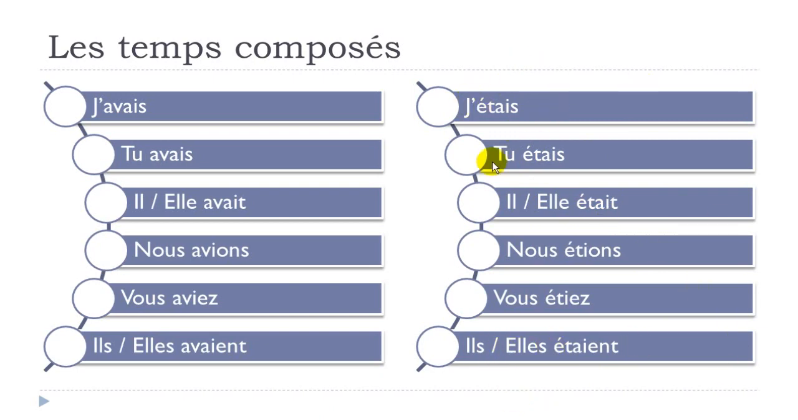J'étais, tu étais, il était, elle était. Same rule here, final S not pronounced, and then you make the liaison. Nous étions, vous étiez, ils étaient, elles étaient, okay? Make the liaison here as well. Ils étaient, elles étaient. All right? So this is the thing you should remember.